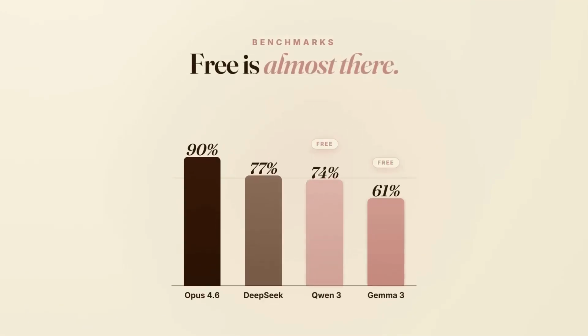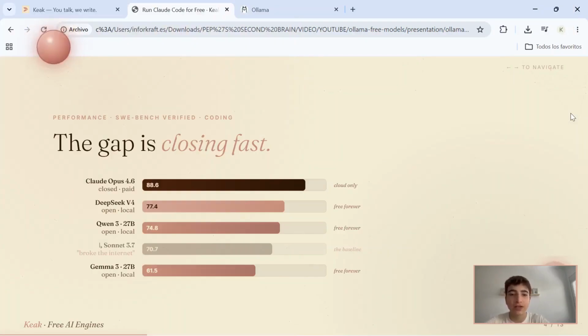The ChatGPT and Claude models are 1 year ahead, but it's not too much difference, because if you can see here in the stats, we have Claude Opus 4.6 with a benchmark of 88.6. Then DeepSeek, that it's open but you have to pay for an API key, is 77%. Then there are the free models like Qwen or Gemma 3 that, for example, the Qwen 3 has better benchmarks than Sonnet 3.6.